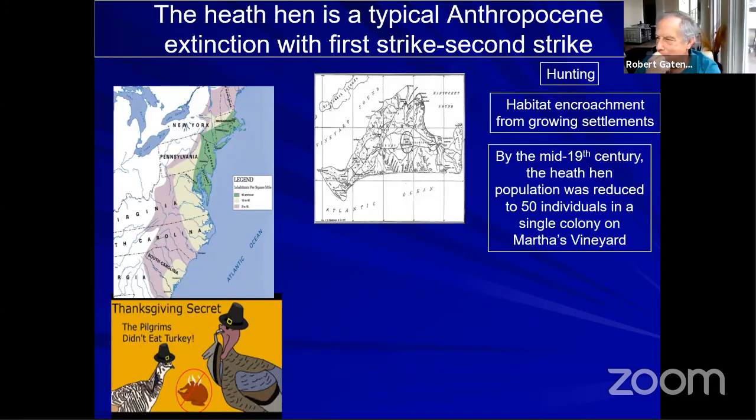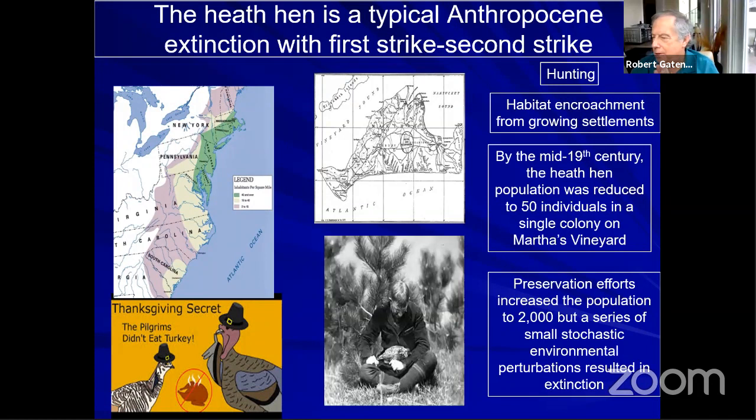human habitation began to encroach on their habitats until the mid-19th century, when they were reduced to a single population on Martha's Vineyard, which is an island off of Massachusetts, and only 50 individuals were present in that colony. The human population decided to make tremendous efforts to conserve them, and by the early 20th century, 2,000 of the heath hens existed.